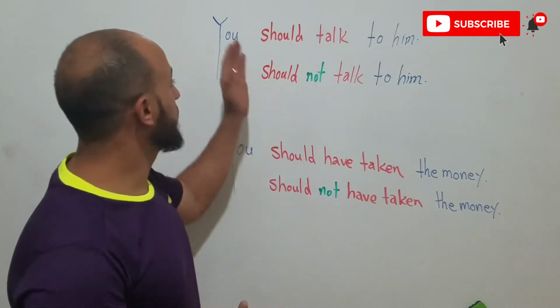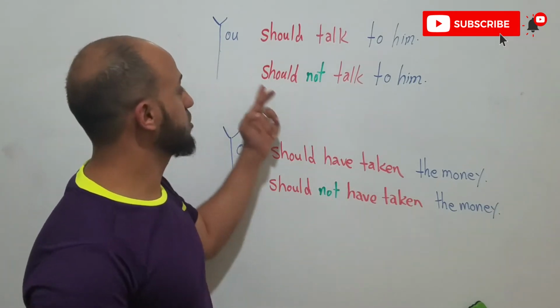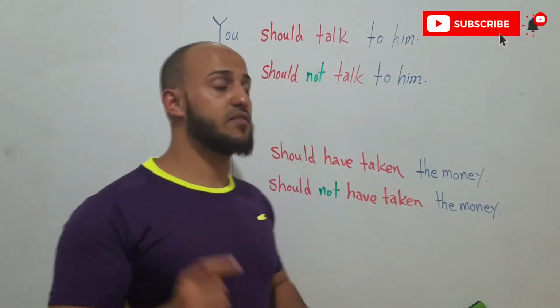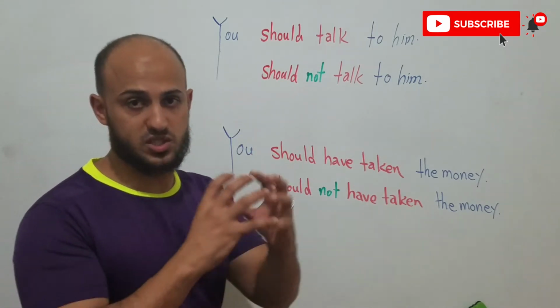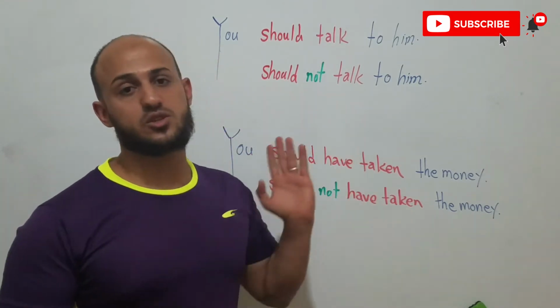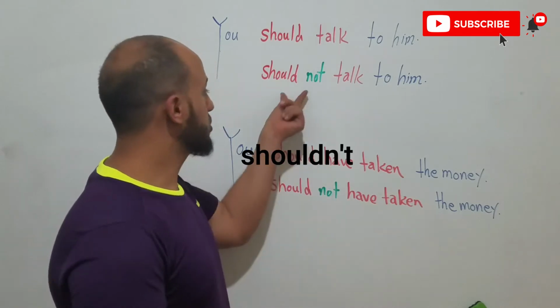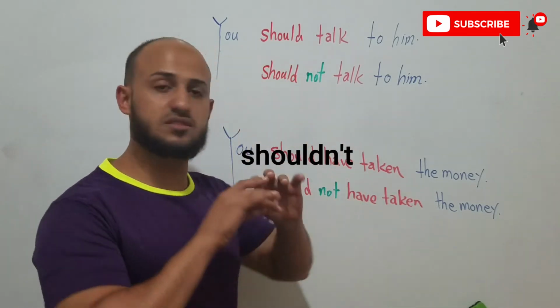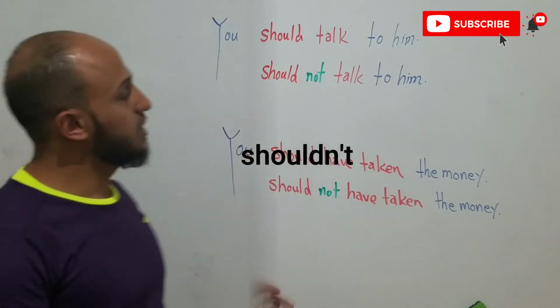Very good. And you want to make it negative, it's easy. You should not talk to him. If you want to contract it, contraction, you shouldn't talk to him, alright? Should not together, as you see in here, shouldn't. Alright, number 2.